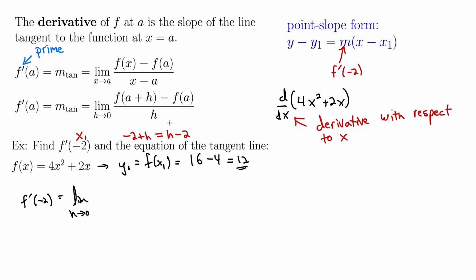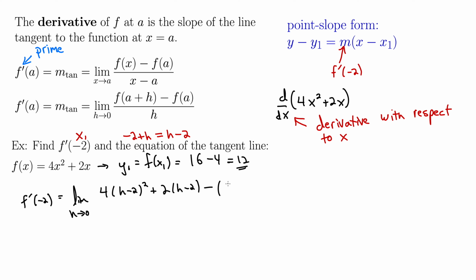It's the same thing, I'm just changing it around. Okay, just a little side note there. All right, so we have 4 times (h minus 2) squared plus 2 times (h minus 2) minus f of a. So that was f of a plus h. Now we'll do minus f of a.